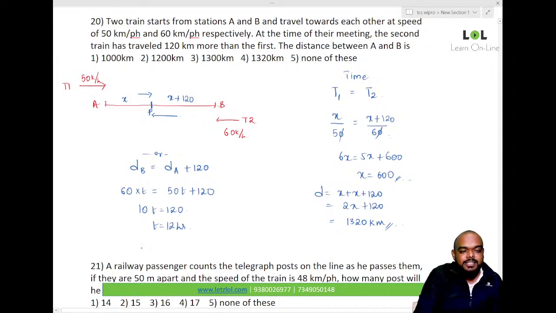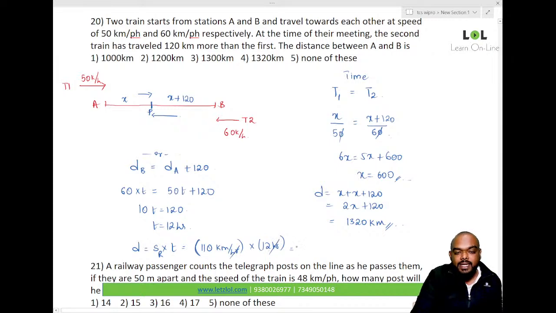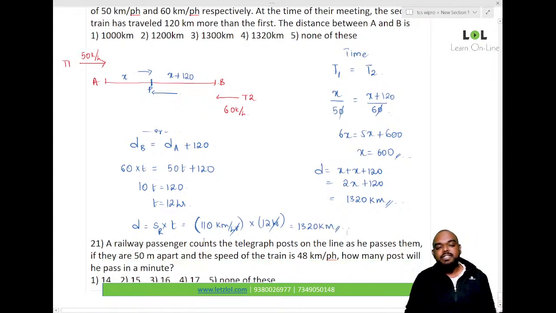You need a total distance. Total distance is equal to speed into time. Since both of them are moving in opposite direction, relative speed is the sum of the speeds, which will be 110. 60 plus 50 kilometer per hour, into time taken, 12 hours. 110 into 12 is 1320. 1320 kilometers. Even in this way, we'll get the same answer.